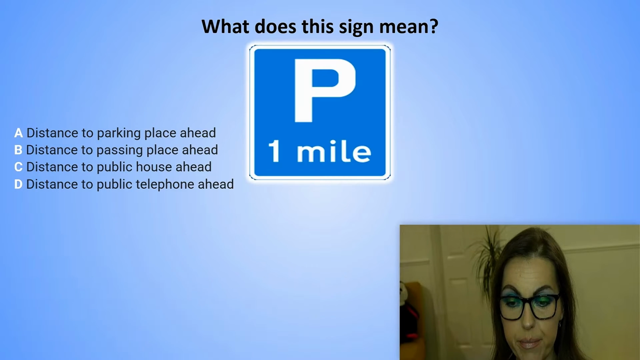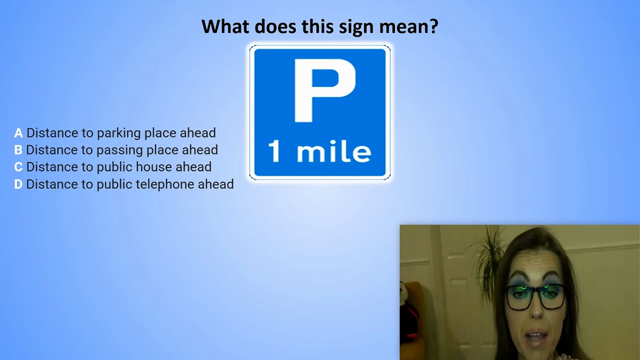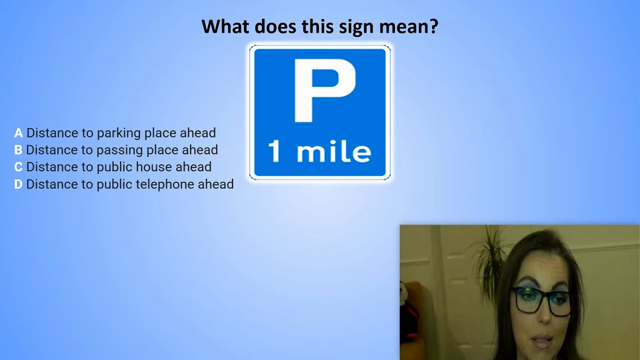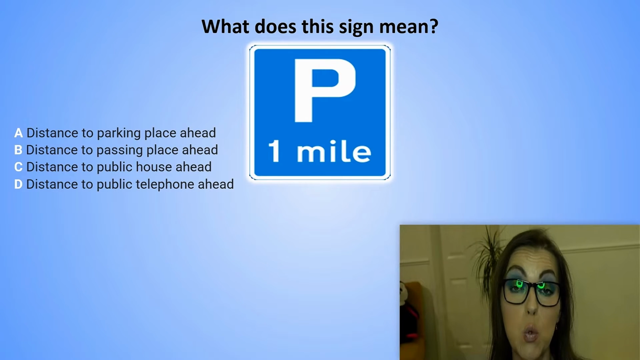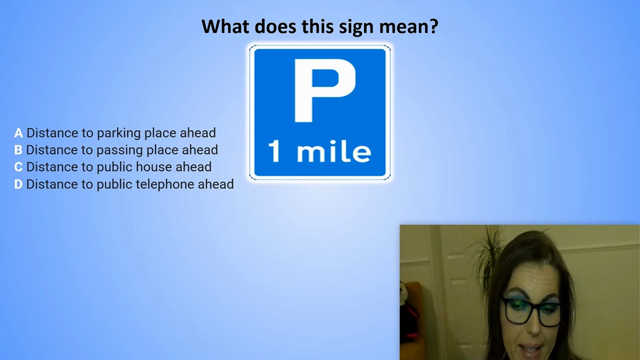Next question. What does this sign mean? A. Distance to parking place ahead. B. Distance to passing place ahead. C. Distance to public house ahead. Or D. Distance to public telephone ahead.